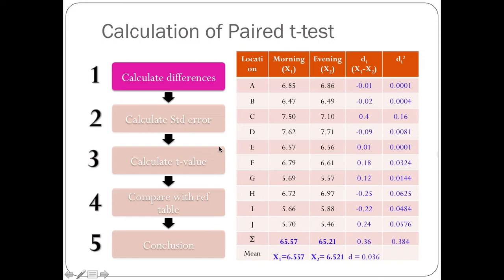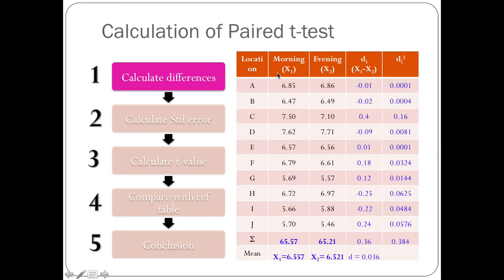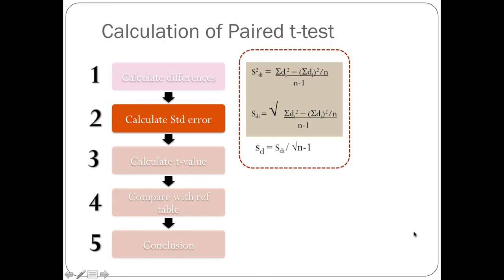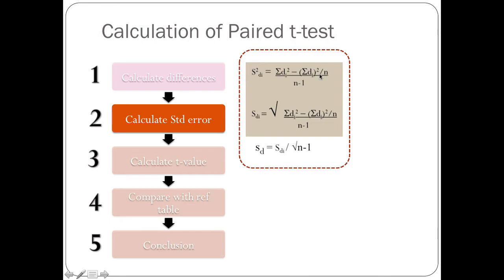Let's proceed to the second step, which is to calculate the standard error. This is the formula, if you still remember. For the first step, get the sum of the squared differences. What is the number here? The sum is 0.384. And what is the sum of the differences? The sum of the differences is 0.36. So you need 0.36 squared.